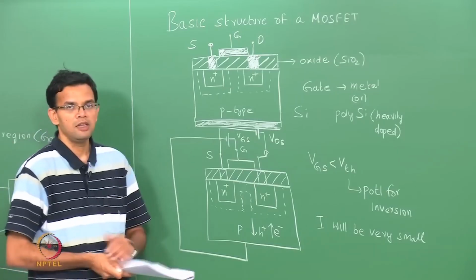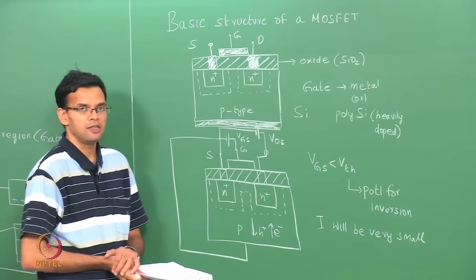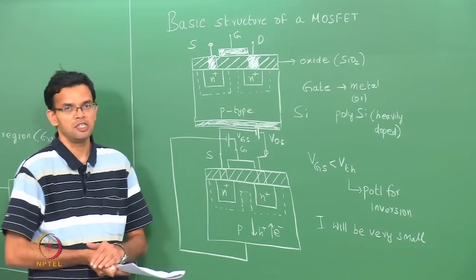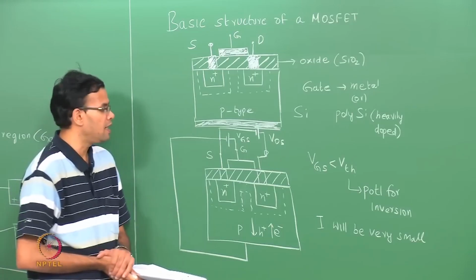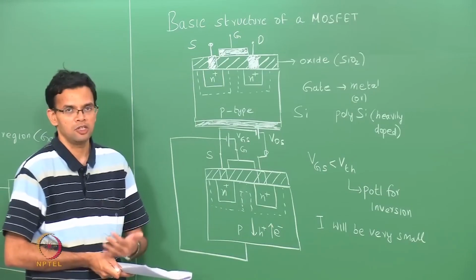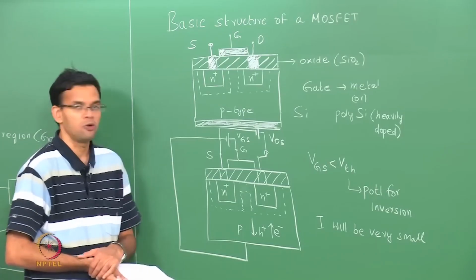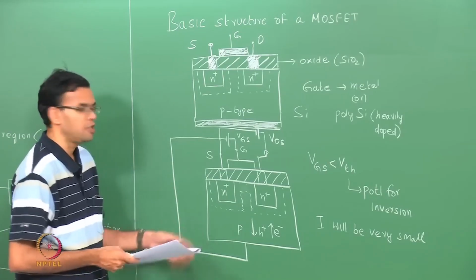As we keep increasing the gate and source voltage, the depletion region is going to increase, and ultimately when the voltage is above V threshold, we are going to form a channel between the source and the drain. So, let me draw that next.